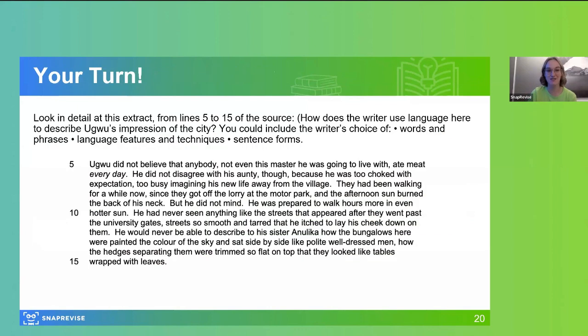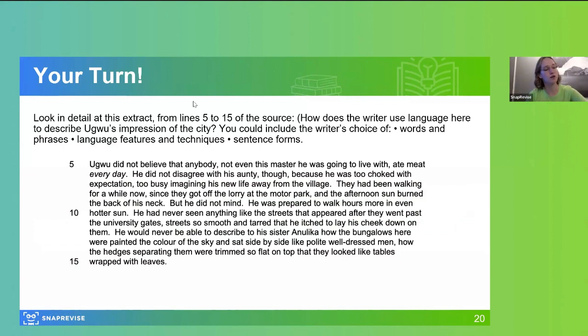So again, we're going to have you guys have a little go at doing something like this. So I'm going to enable the chat again. For this one, you're being asked to look at detail in this extract from lines 5 to 15 of the source. How does the writer use language here to describe Ogwu's impression of the city? You could include the writer's choice of words and phrases, language features and techniques, and sentence forms.